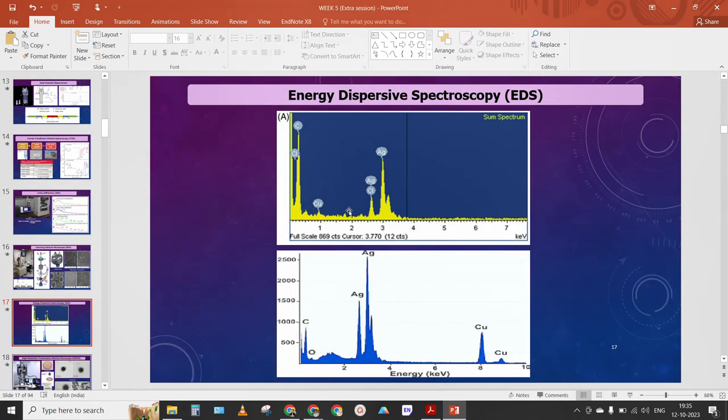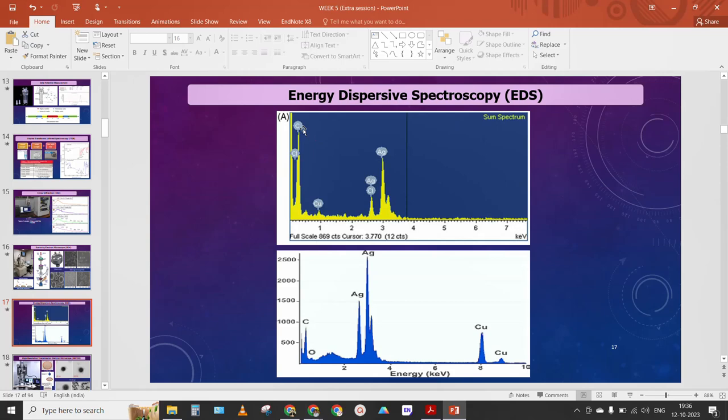So the next thing is energy dispersive spectroscopy. We can call this EDS, SEM EDX, EDAX. There are a lot of names for this technique. Through this energy dispersive spectroscopy, we get to know about the elements present in the nanoparticle solution or sample. So suppose we have prepared some bimetallic gold silver nanoparticles. Here they have identified some of the elements like silver, chlorine, copper, and carbon.